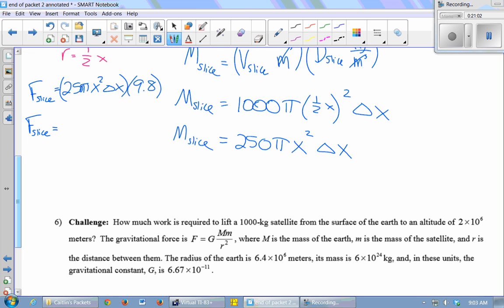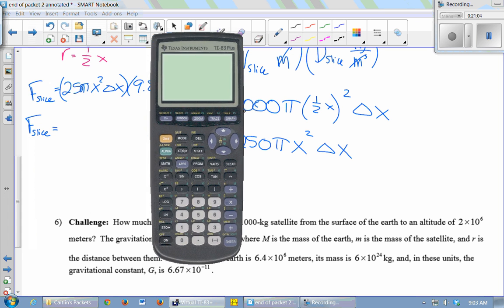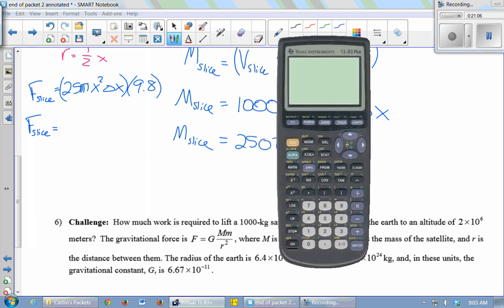So 250 times 9.8 is 2,450 pi x squared delta x. And the units on force are newtons.